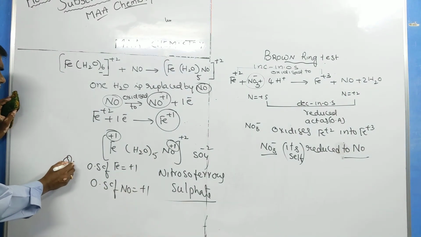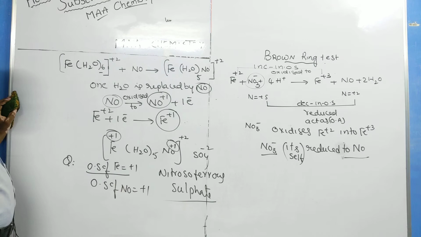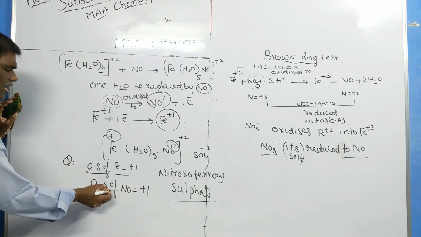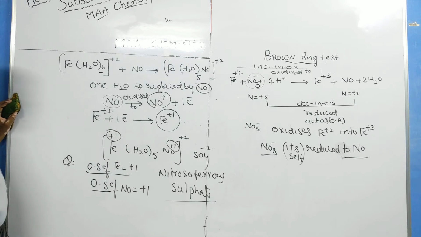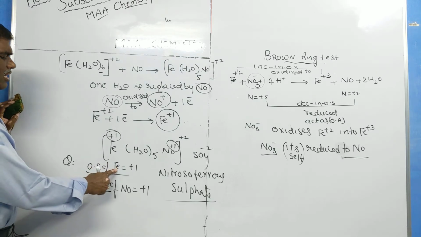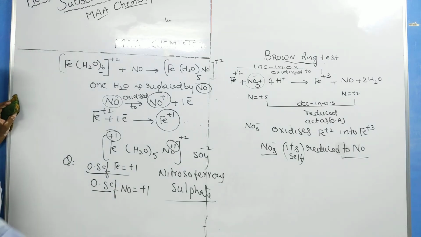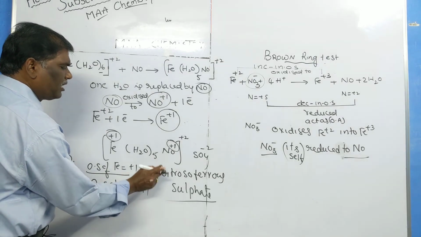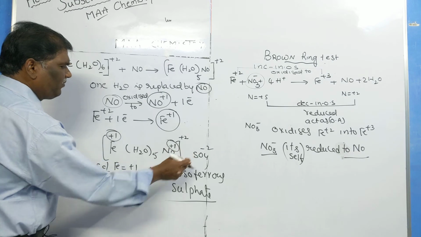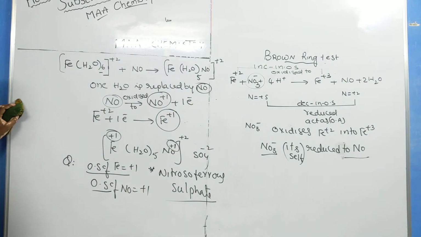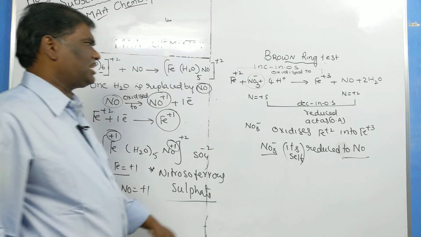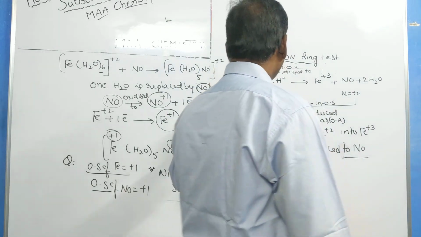One more question. Oxidation state of iron in the brown ring is +1. Oxidation state of NO in the brown ring is +1. It is chemically known as nitrosoferrous sulfate.